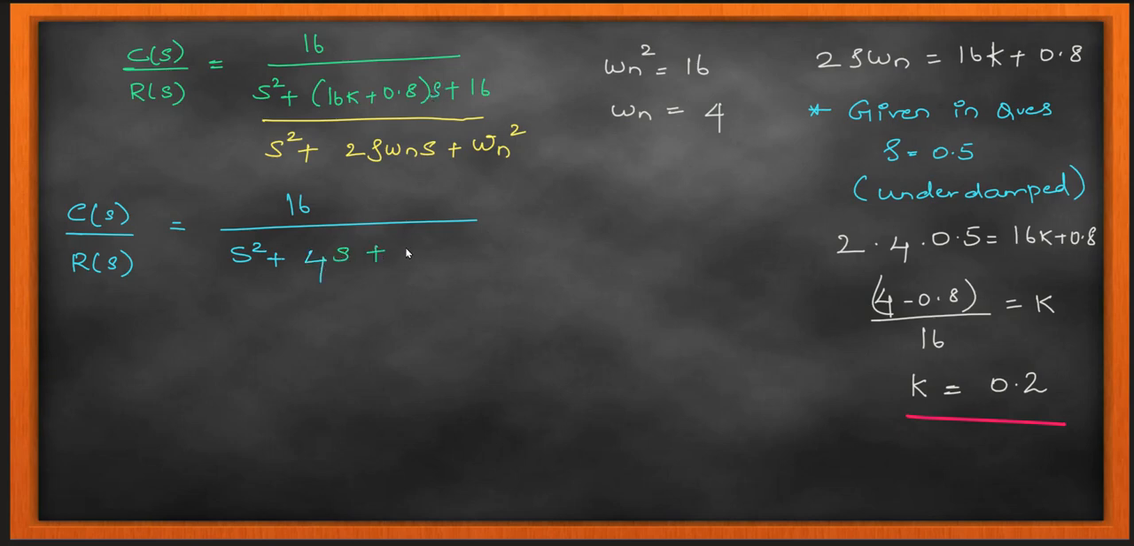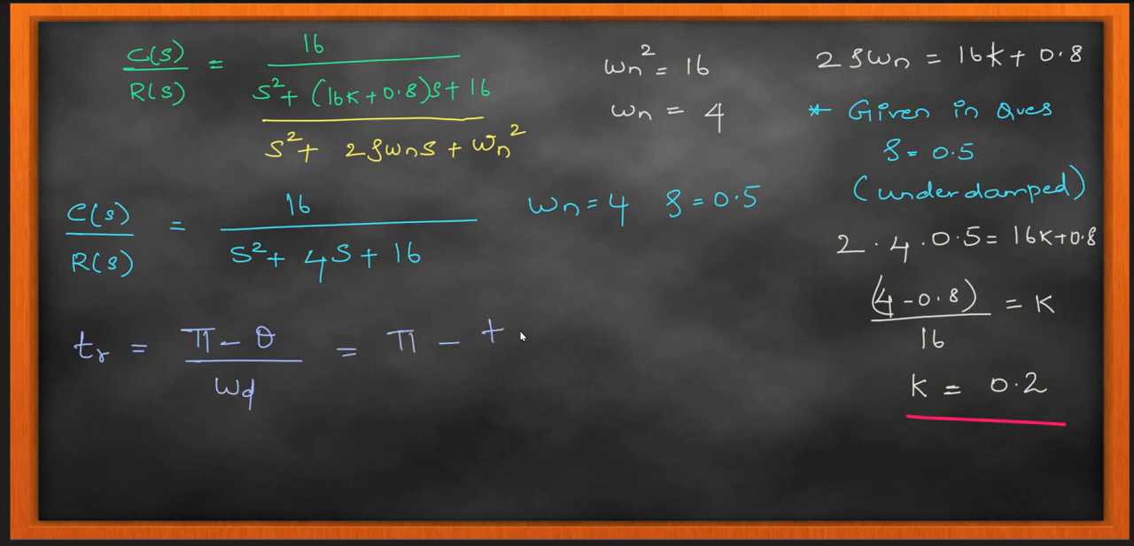So now what do I need to do? I just have to find my tr, which is very easy: pi minus theta by omega d. And I know all the things. If you look at the equations for all your time response specifications, tr, tp, ts, td, and Mp, you need only two parameters to find all of them. What are they? Natural frequency and your zeta.